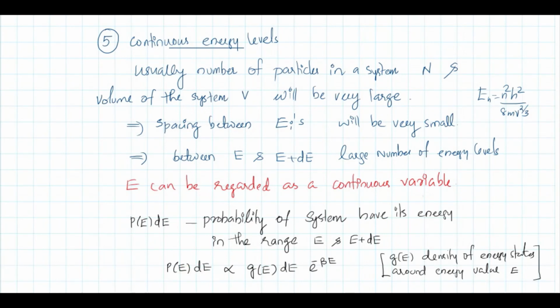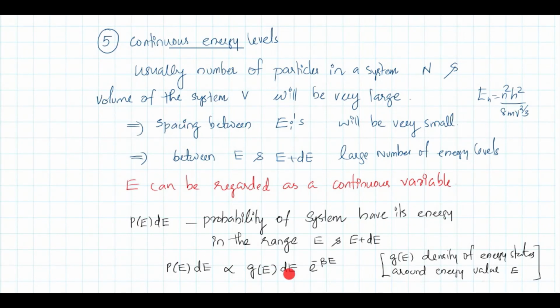And P of E dE is proportional to G of E dE times e raised to minus beta E. E raised to minus beta E is the Boltzmann factor. G of E dE is the number of energy levels whose energy lies between E and E plus dE. G of E is the density of energy states around energy value E. That means G of E is the number of energy states per unit energy width. In an energy width dE, the total number of states will be G of E dE.